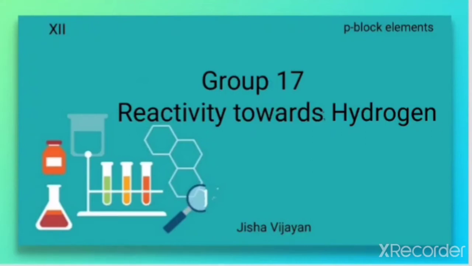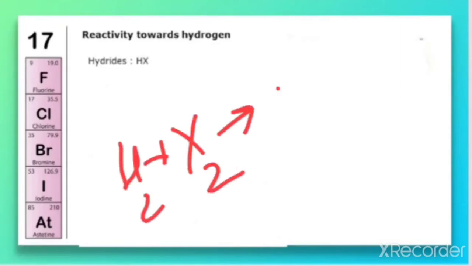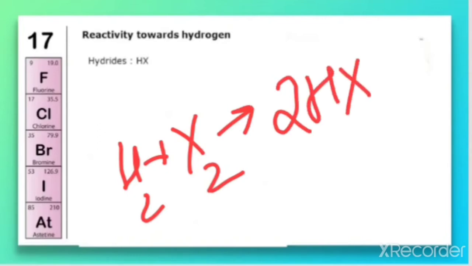Hello students, let us discuss the reactivity of group 17 elements towards hydrogen. All halogens react with hydrogen to give hydrogen halides. These can be represented by the formula HX, where H is hydrogen and X is the halogen. The reaction between hydrogen and halogen can be written as H2 plus X2 gives 2HX. So it gives rise to hydrogen halides.